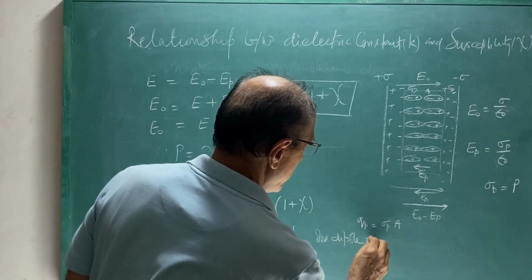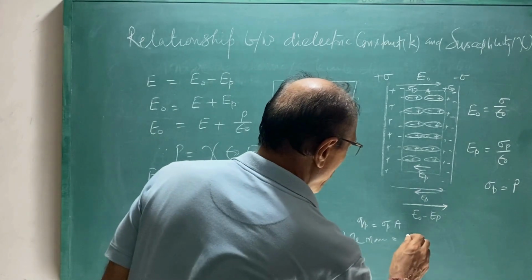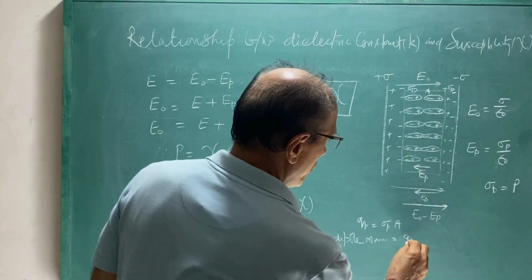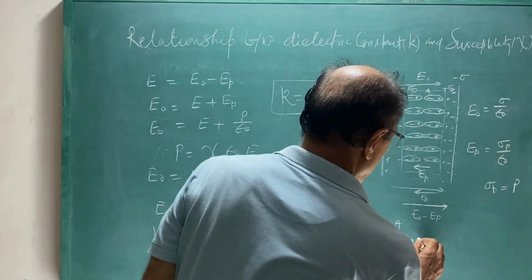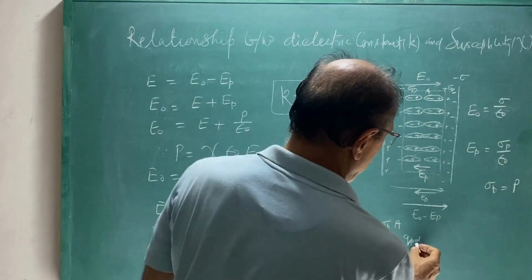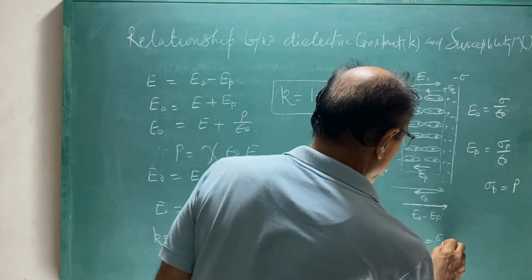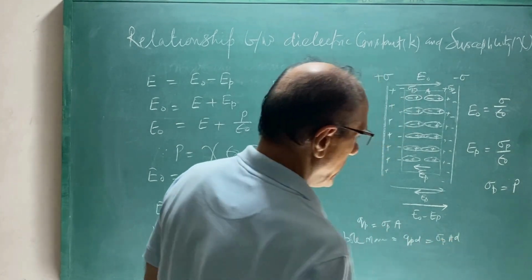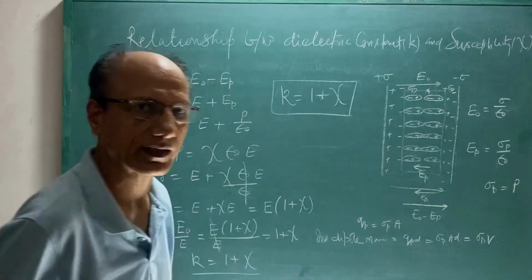Induced dipole moment will be equal to Q into dipole length. If the dipole length is D, because this is negative and this is positive, the dipole length is D. So this will be Q into D, that means sigma P A into D, that is nothing but sigma P into volume.